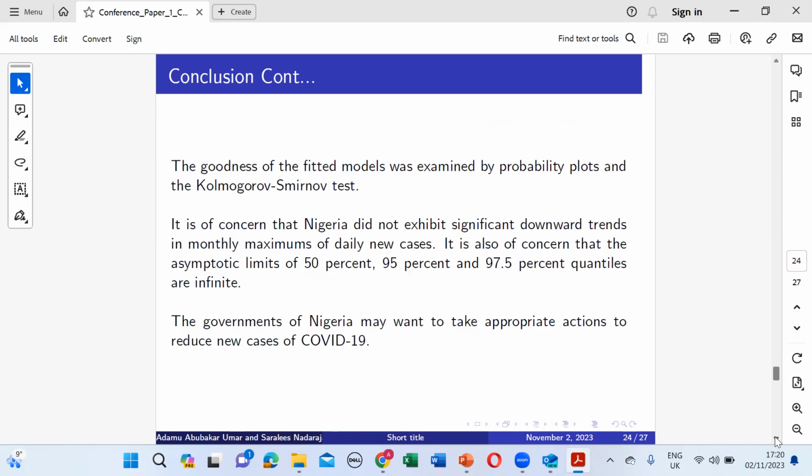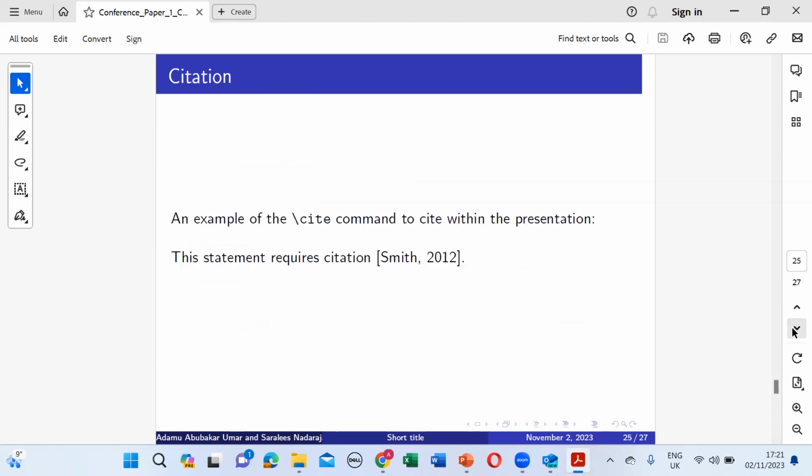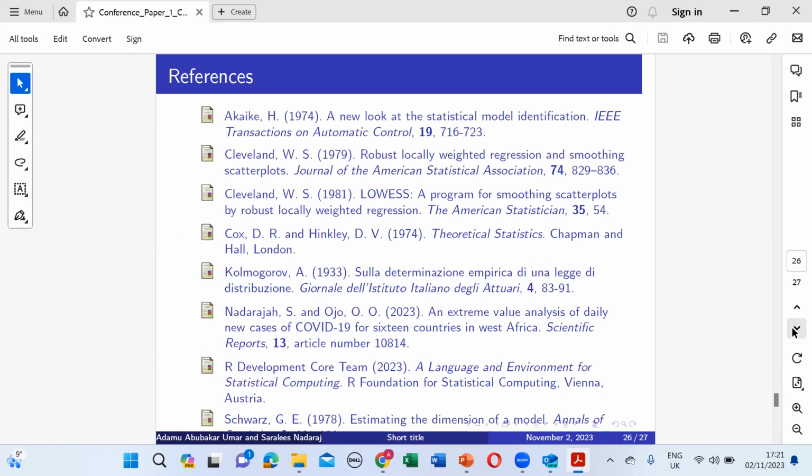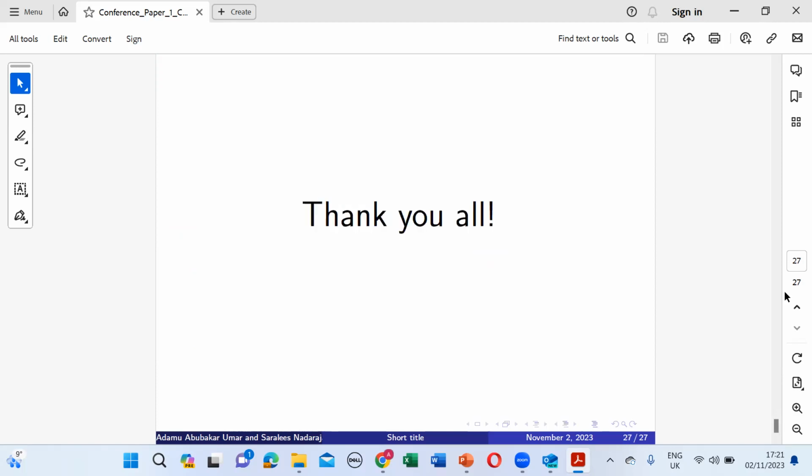It is of concern that Nigeria did not exhibit a significant downward trend with respect to the monthly maximum of daily new cases. It is also of concern that the asymptotic limits of the 50, 95, and 97.5% quantile are infinity. So the government of Nigeria may want to take appropriate action to reduce the new cases of COVID-19 with respect to monthly maximums. And here we have some of the references, and thank you for listening. Thank you very much.